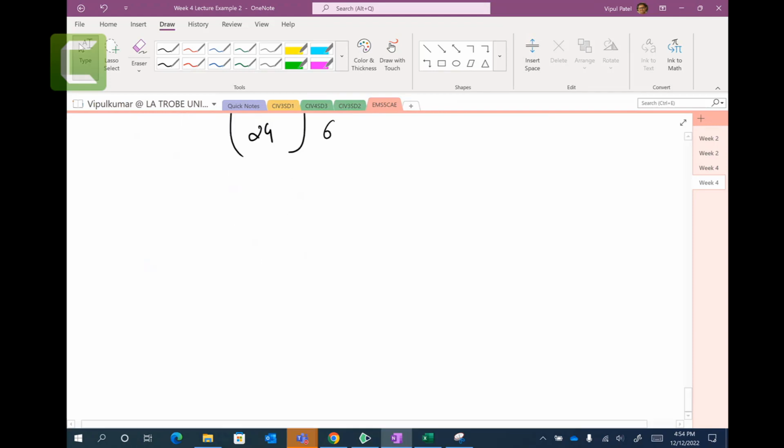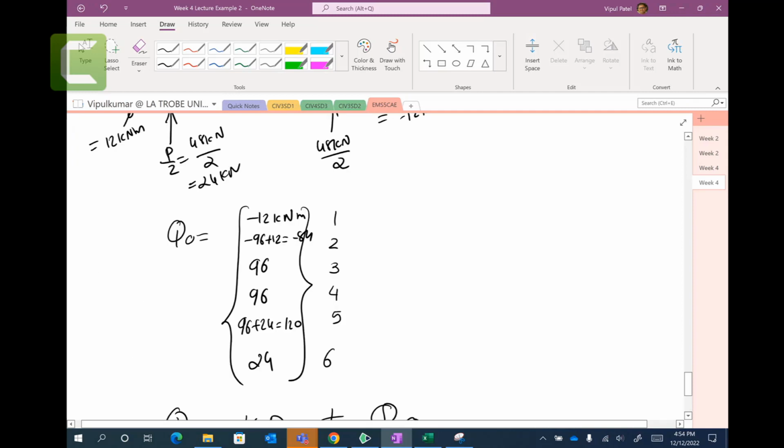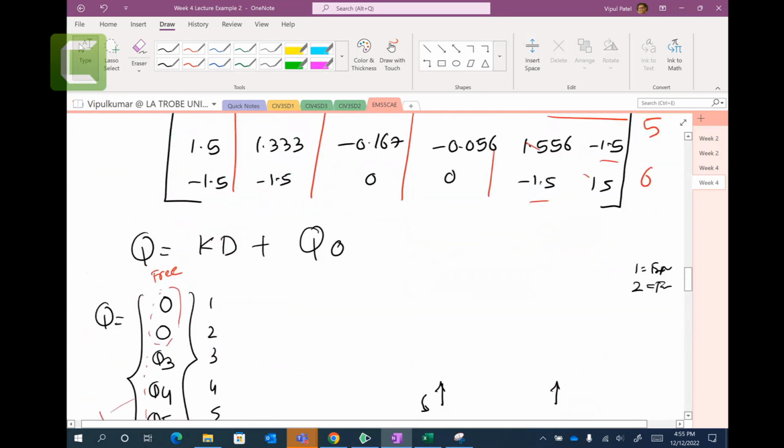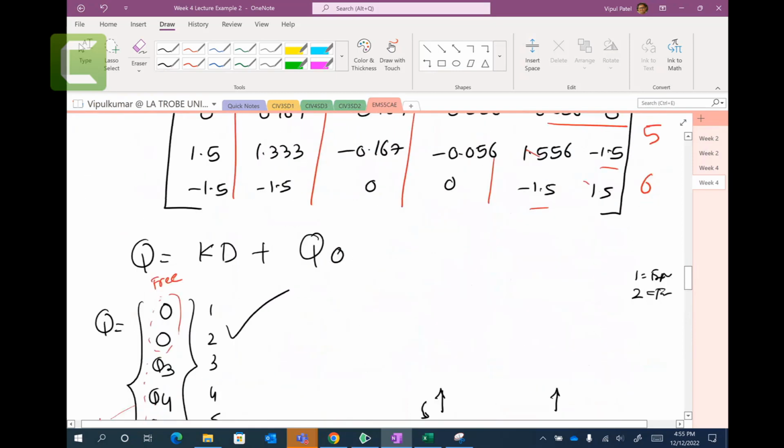So now we have everything. Q equal to KD plus Q0. We can substitute this value. Q equal to 0, 0, Q3, Q4, Q5, and Q6. I can show it to you. We got it right. Here you go. That is the K matrix. We're gonna copy this whole thing.